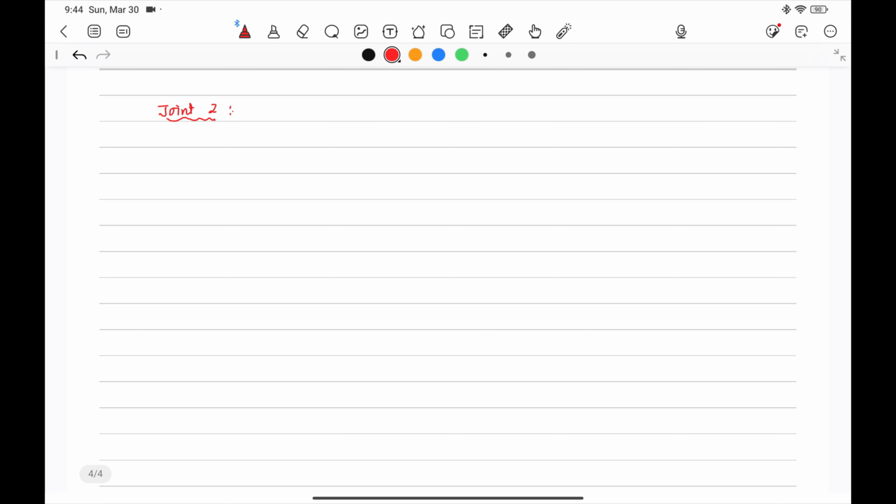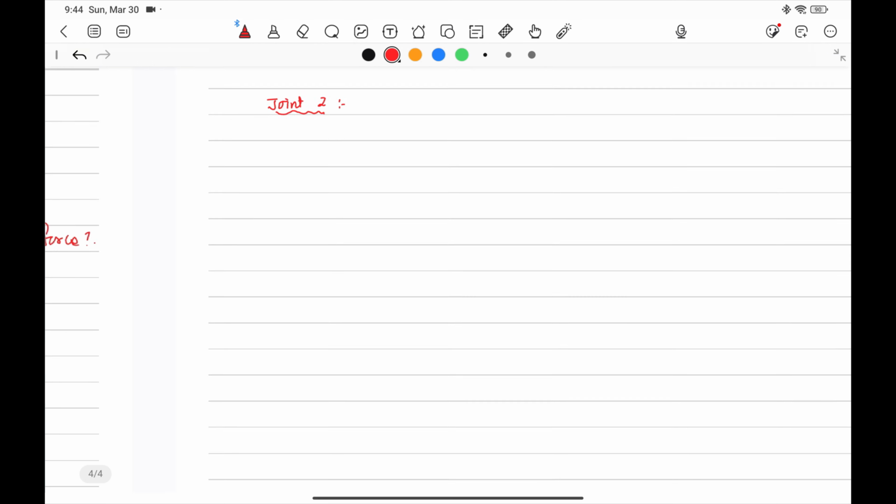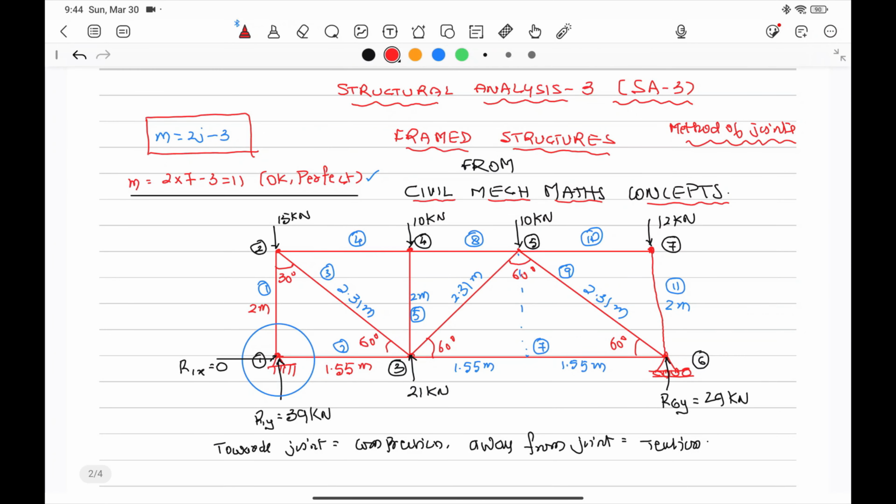I am going one by one so that your concepts should be clear. Here the only problem comes. It is not about the values, it is about the concept. This is my second joint. In the second joint, one member is connecting 1 and 2, another member is connecting 2 and 3, another member is connecting 2 and 4. There are 3 members, and one force is downwards, 15 kilonewtons.